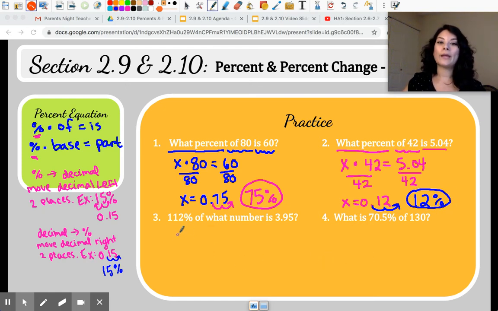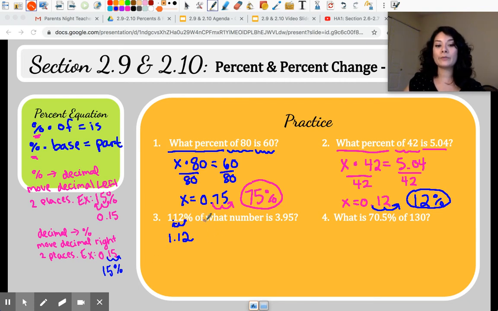Now let's go the other way. Let's say that one of your known values is the percent. Well, when that's the case, I have to take the decimal point and move it 2 places to the left before I can set up my equation. So again, if you don't see a decimal in the percent, it's understood to be all the way on the end, just like with any integer. So if I move this 2 places to the left, that's going to make this a 1.12.